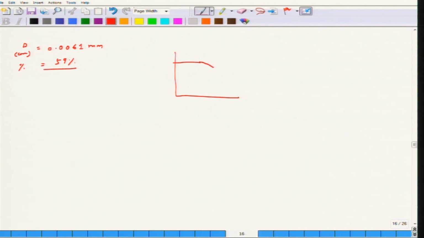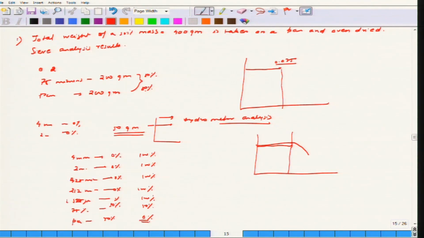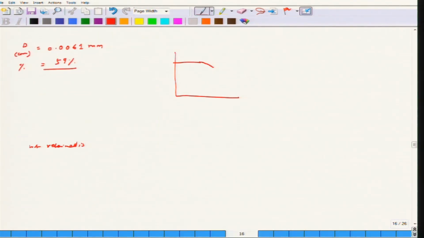Now we are going to convert that to the actual percentage passing. Let us consider that the weight retained on the pan is 50%, whatever you have found out. So basically 59% of 50% you have to find out. That is the actual percentage, that means 0.59 of 50%, because 50% is the weight that is retained on the pan. So 59 by 100 into 50 comes out to be 29.5. So basically it will start from there.